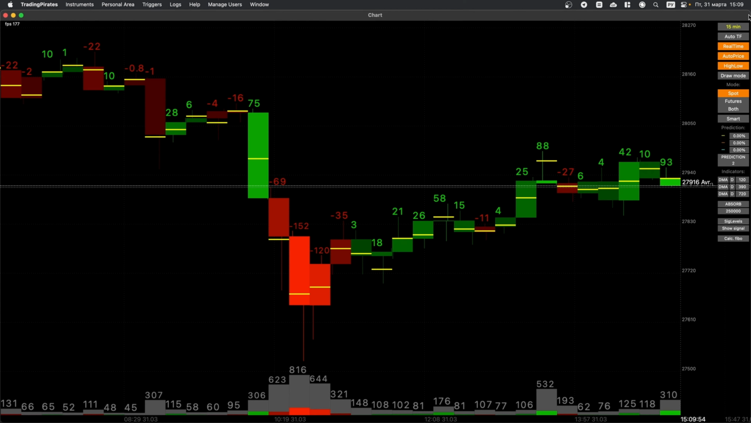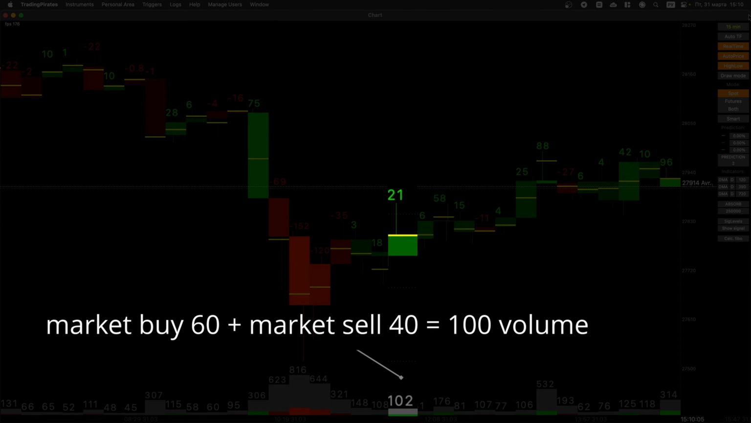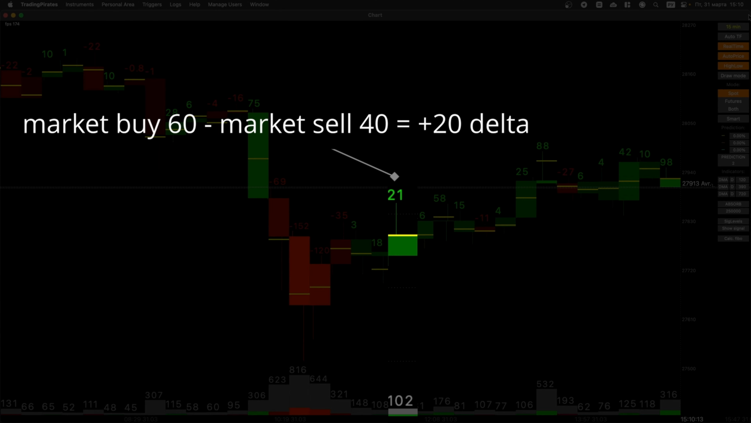Let's look at examples of how a delta is formed. Let's take a candle with a delta plus 20 and a total trading volume of 100 bitcoins. In this candle, 60 bitcoins were bought in the market, and 40 bitcoins were sold. The total of 60 and 40 gives us a total trading volume of 100 bitcoins, and the difference between purchases and sales of 60 and 40 will be a delta of plus 20 bitcoins.